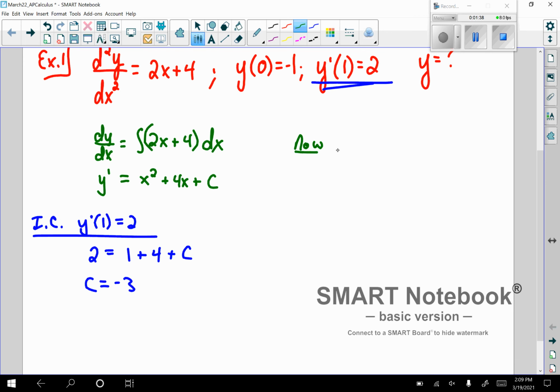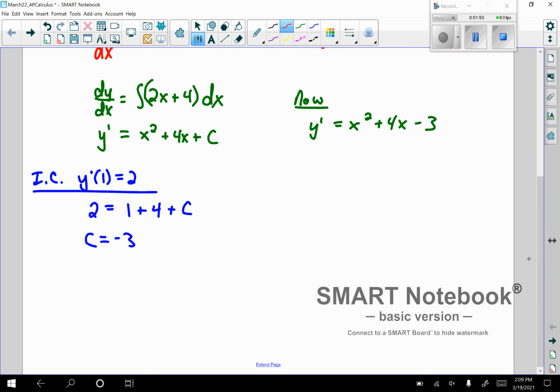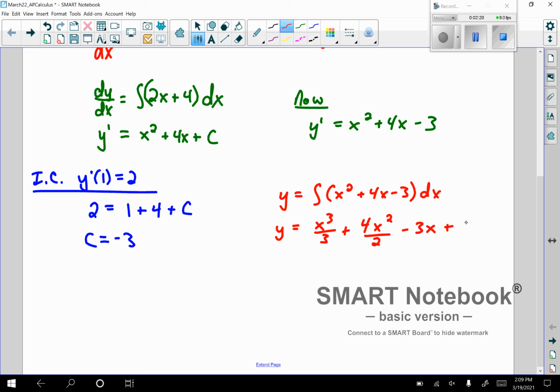So now we can say our specific solution for y prime of x here is going to equal x squared plus 4x minus 3. And now we build from that. We want to find y, and we'll take the antiderivative of this. So this is now just going to equal x cubed over 3 plus, we could start with 4x squared over 2 and simplify it next, and then just minus 3x plus c.